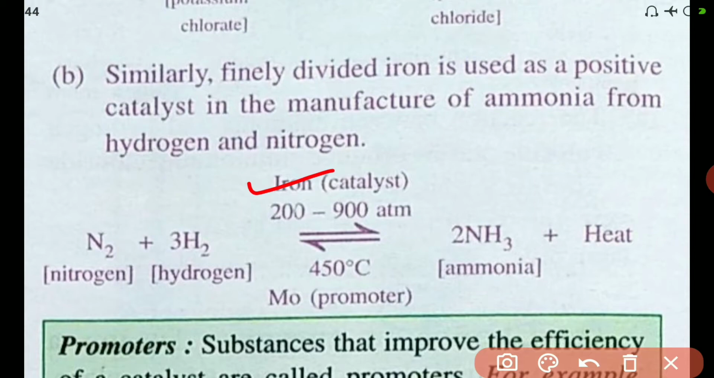So here nitrogen and hydrogen are reacting in the presence of iron. So iron acts as a catalyst. Okay, it is a positive catalyst. It helps the reaction to move faster. And there is Mo written here. Okay, let us see what that is, and promoter is written here.